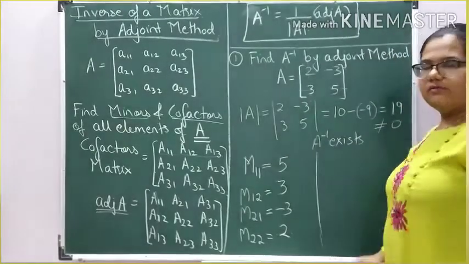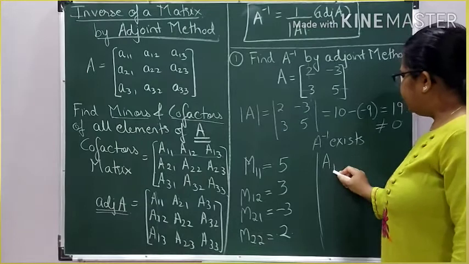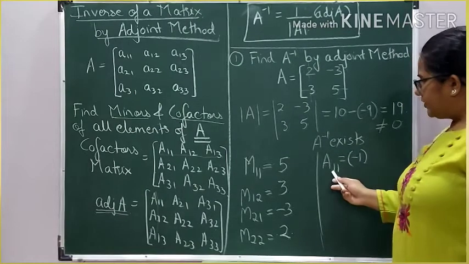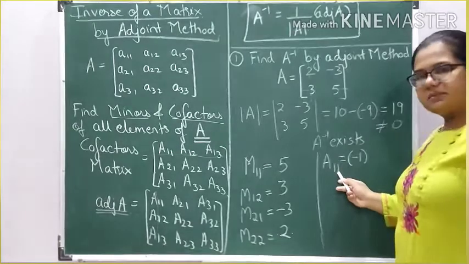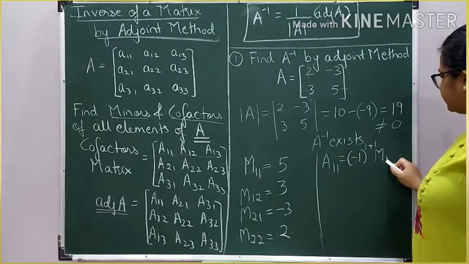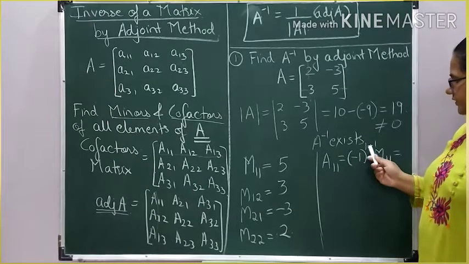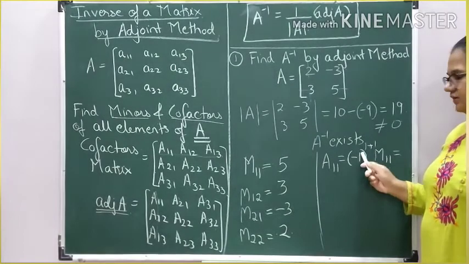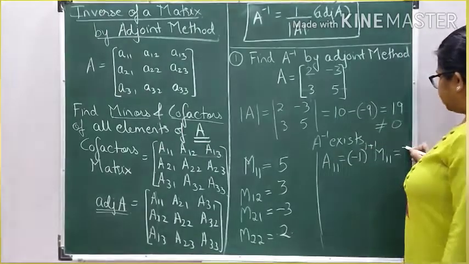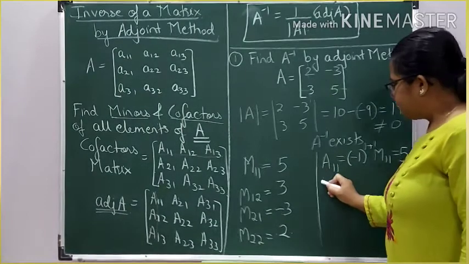Now what is the formula for finding the cofactors? A11 is equal to minus 1 to the power, you have to add the number of rows plus number of columns here. So 1 plus 1, into the minor. See here, if you have even power, this will become 1. 1 plus 1 is 2, even power. So 1 into 5, this will become 5. So the first cofactor is 5.